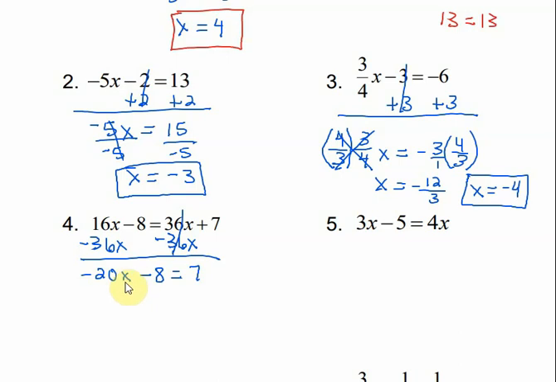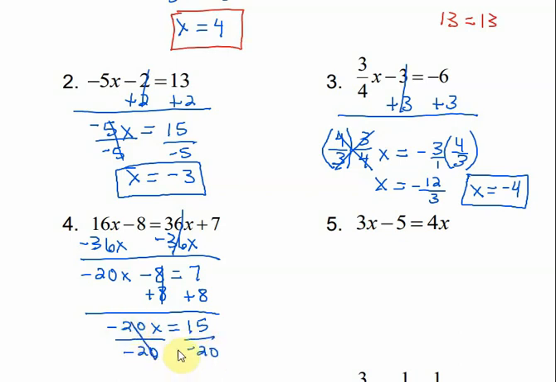All right, so I'm trying to get the x by itself, so I'm going to move stuff away from the x. I got to start with what's farthest away first, which is the -8. So I'm going to add 8 to both sides. And that gives me -20x equals 15. -20 is being multiplied times x, so I'm going to divide by -20. All right, so that gives me x equals -15 over 20, and that would reduce to -3 over 4.